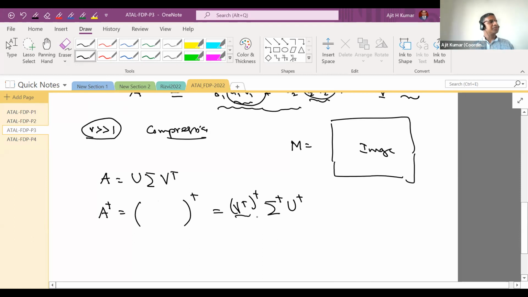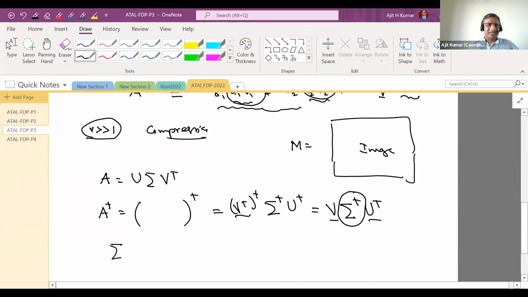V is already non-singular. V is already orthogonal. So what should be its generalized inverse? It has to be its inverse. What is the inverse of an orthogonal matrix? It's the transpose, right? So this is nothing but V, and this I will write as this, and then this is nothing but its transpose. So already we know this. If I know how to define the generalized inverse of this rectangular matrix, which is a diagonal type, we are done.